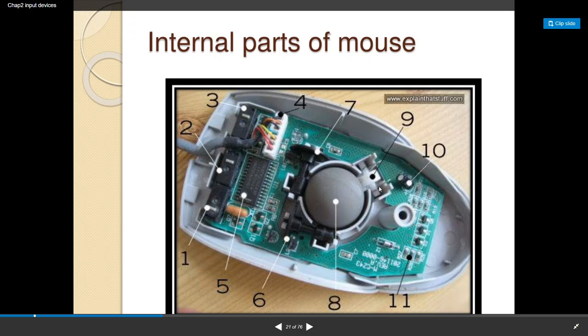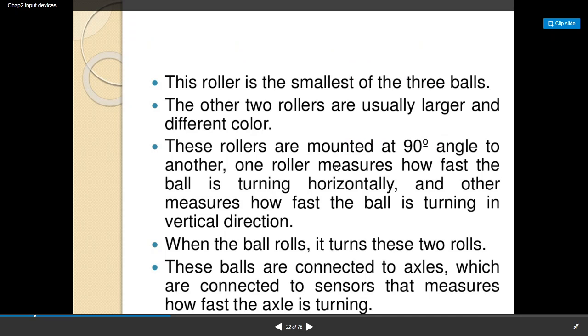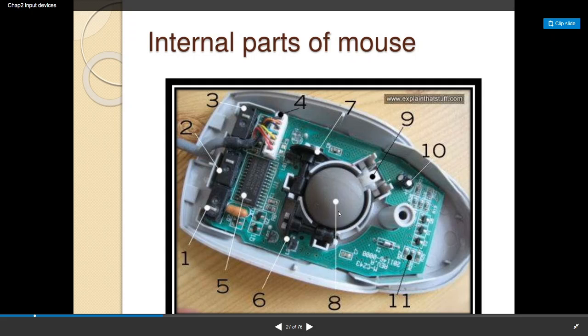See, this is the smaller one. These two are the bigger ones. Then these rollers are mounted at a 90-degree angle to one another. One roller measures how fast the ball is turning horizontally, and one is for the vertical direction. That is, one sees how far it is moving in this way, and this is seeing how far it is moving this way.